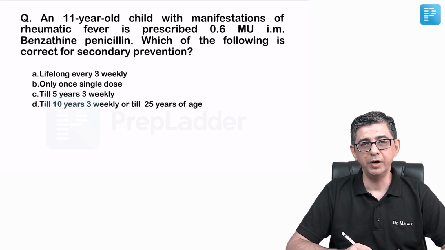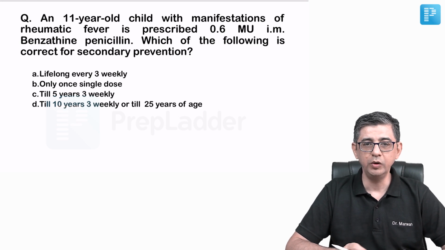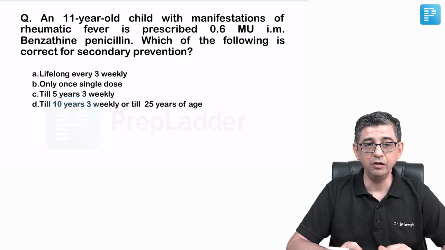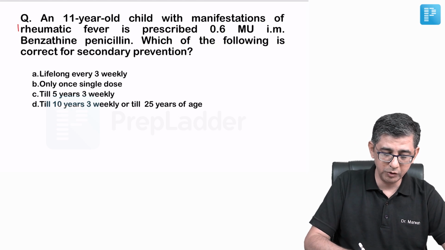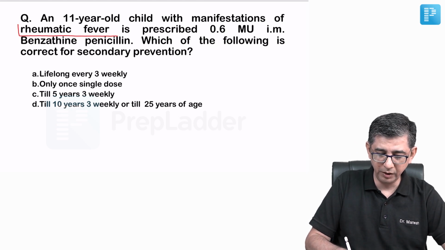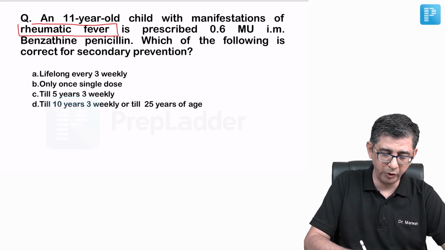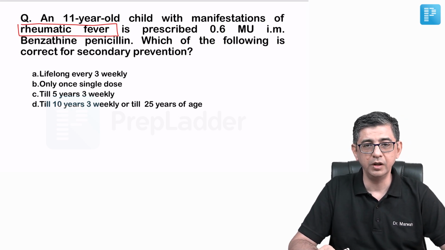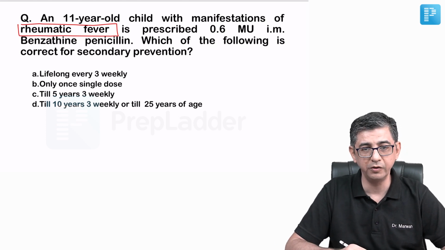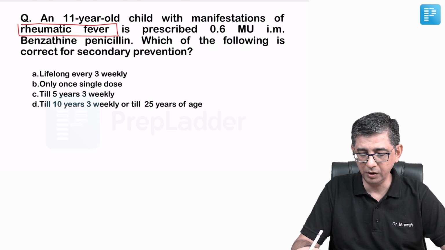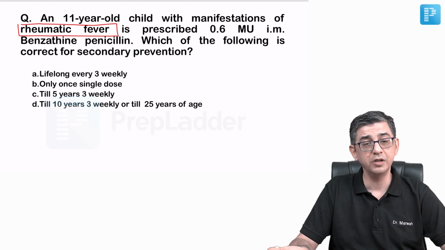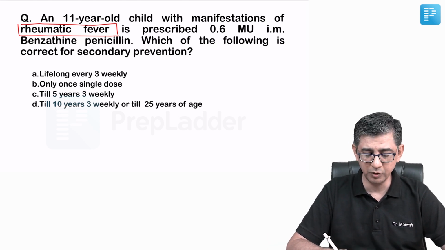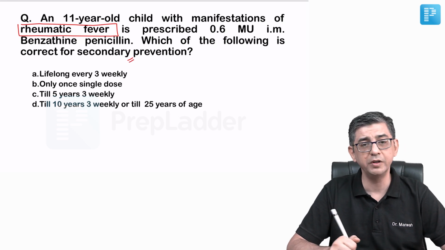The next question has a pediatric overlap. An 11-year-old kid with manifestations of rheumatic fever is prescribed 0.6 million units. I think in the routine lecture we talked about 1.2 million units. That's for an adult patient or a patient more than 18. But in this case, considering the weight of the child would be lesser, it was 0.6 million units. Intramuscular benzathine penicillin, which is the long-acting format, and he asked what would be correct for secondary prevention.